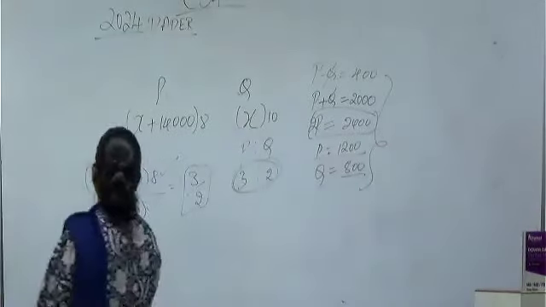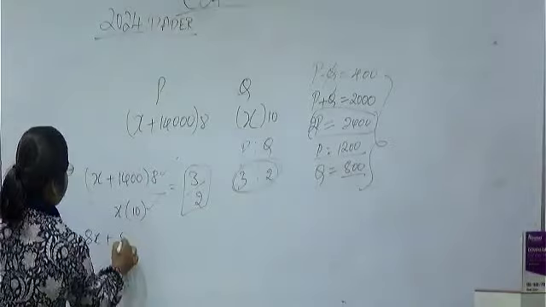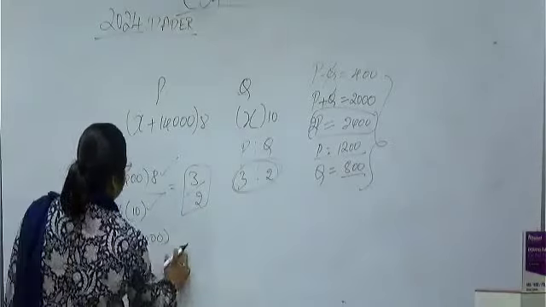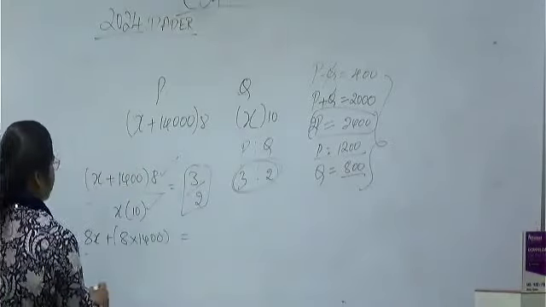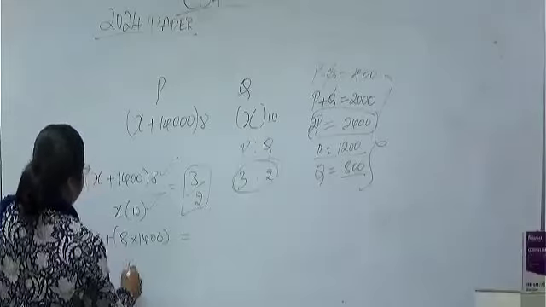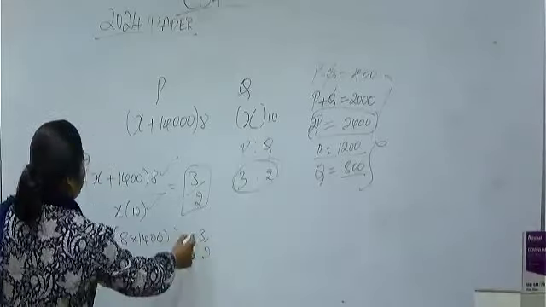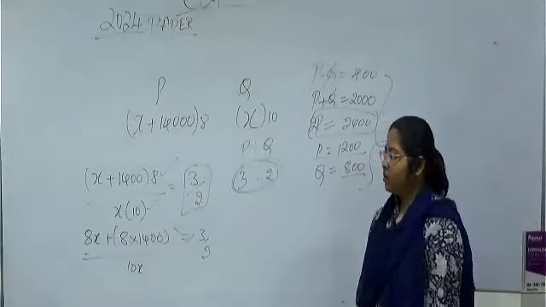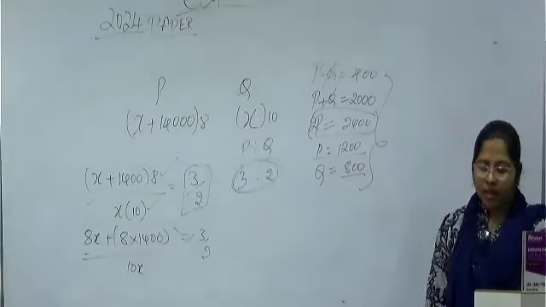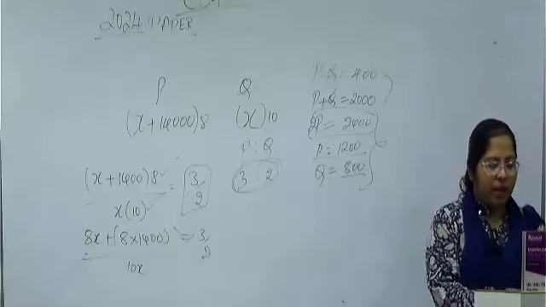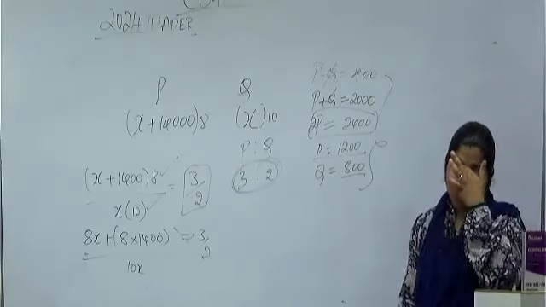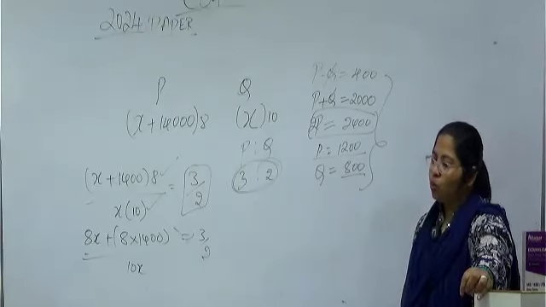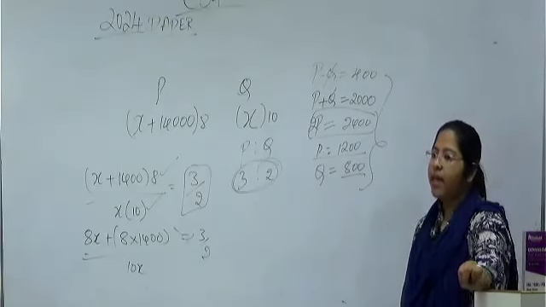8x plus 8 into 1,400, divided by 10x, equals 3/2. Cross multiply. Give me the answer. What can be x? This simple calculation, I think you must be knowing to do. What is x value?